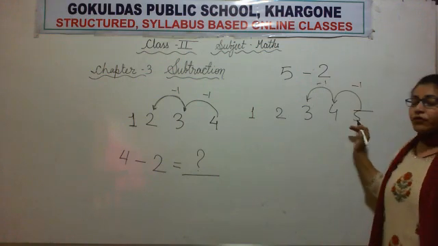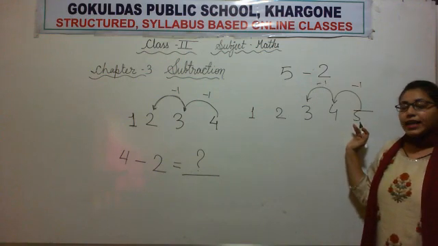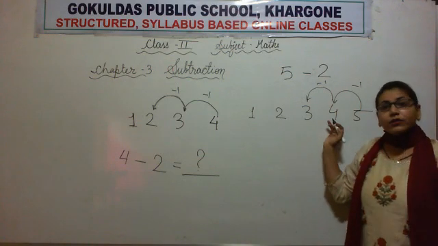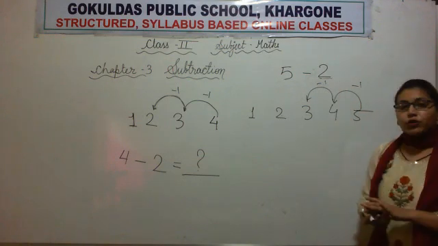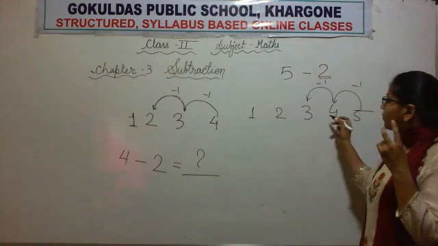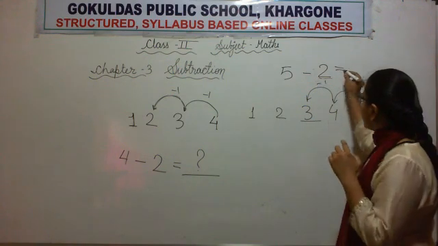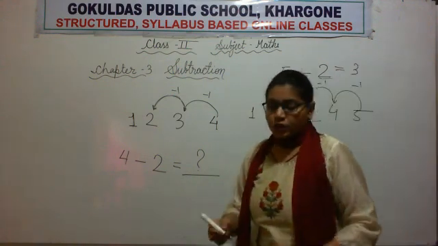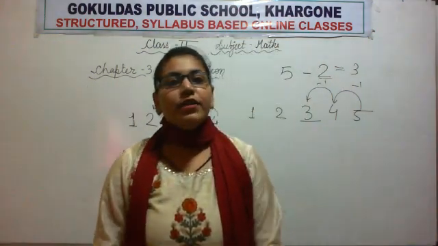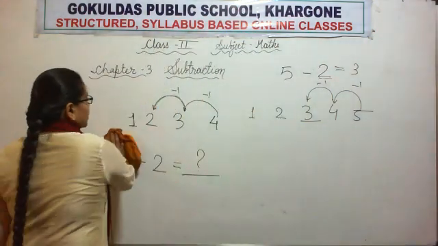If I remove 1 from 5, what will I get? I will get 4, but what do we have to remove? We have to remove 2. So 1 more we will remove, and we will get the answer as 3. So by counting backward, we can simply do subtraction.